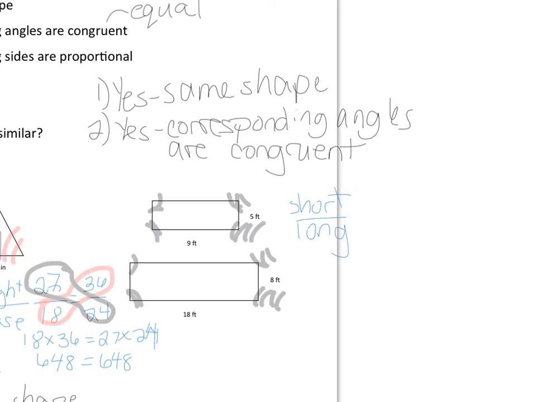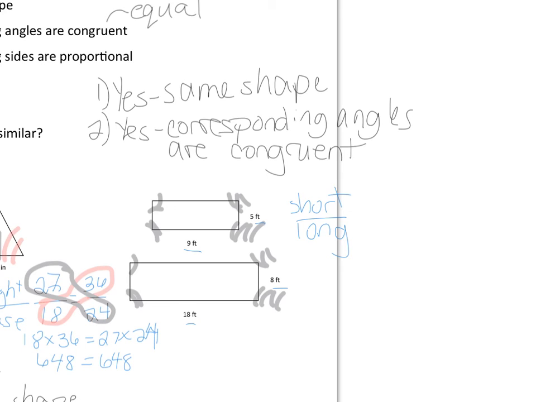The other thing to note is, in order for these two to be congruent, all of the sides would have to be the same. So the fact that this one is 9 feet means that this one would need to be 9 feet. This being 5 feet means that needs to be 5 feet, or vice versa. The longer sides both would need to be 18, or the smaller sides would both need to be 8 feet. So that's what I mean by congruent.